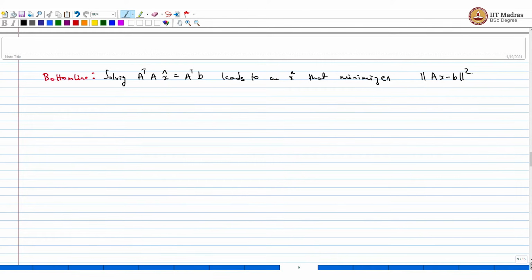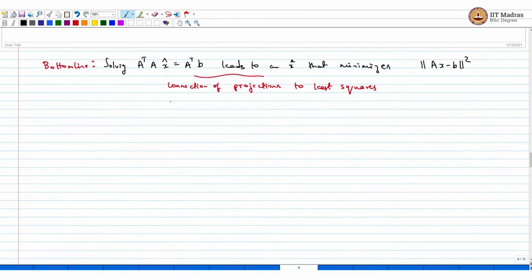This is really the connection of projections to least squares. So if you want to solve a least squares problem, that is, minimize norm A x minus b squared, then all you have to do is project onto the column space of A, which is equivalent to solving A transpose A x hat equals A transpose b. Now some remarks.